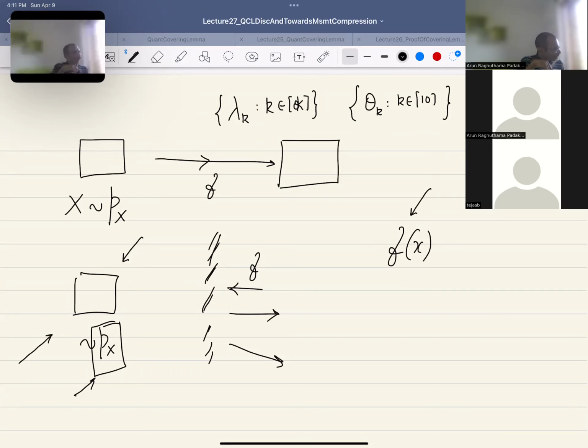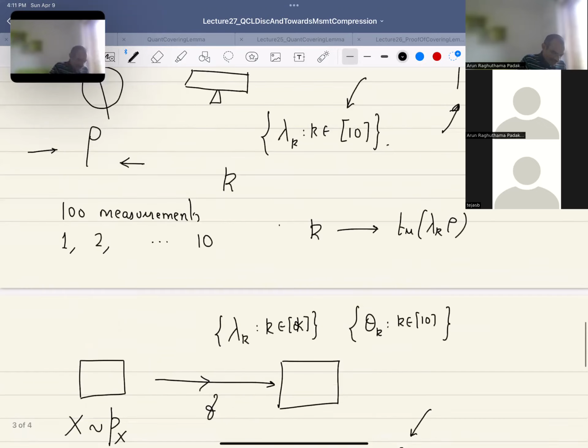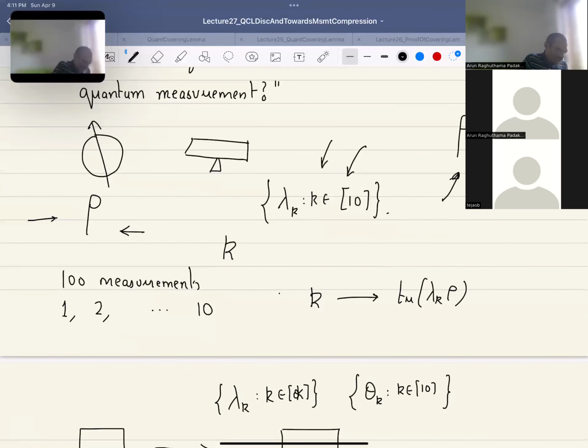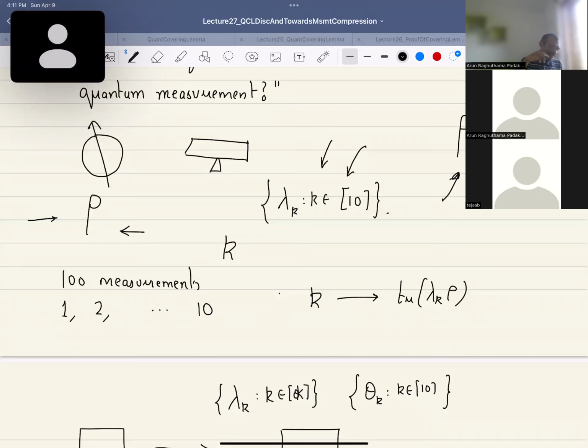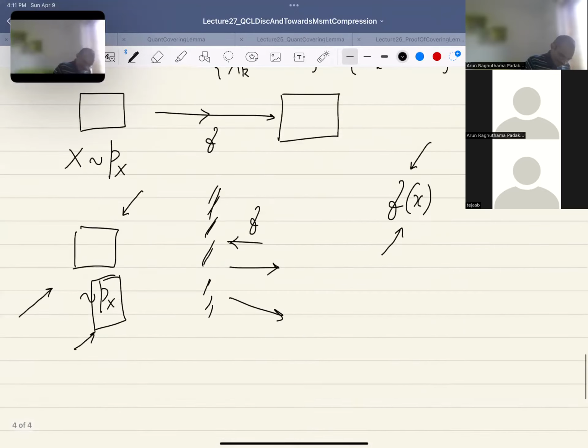Can you get such a thing with measurements? You can. You are designing a good function. If I take my measurement to be orthogonal and completely projective, complete orthogonal projective measurements will give you some sense. That's exactly like that.